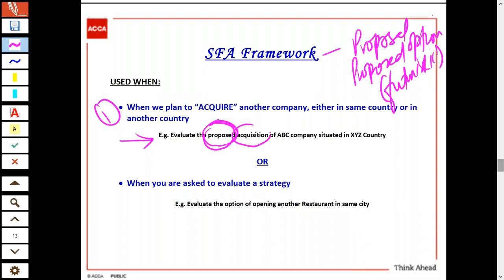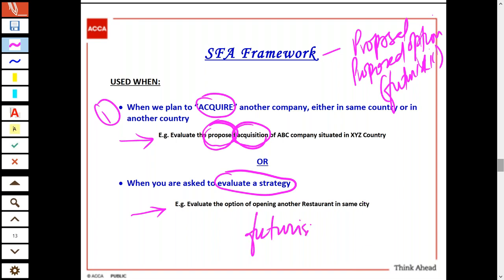And then the second word is acquisition. As I said, whenever we wish to acquire another company. So in this question, evaluate the proposed acquisition is very clear-cut, shouting at me that it's a SFA question. A second possibility could be when you are asked to evaluate a strategy or a proposed strategy. Okay. So look at this question. Evaluate the option of opening another restaurant in the same city. So it is again a futuristic thing that we have been asked to evaluate the option of opening another. So now you understand where we use SFA framework.